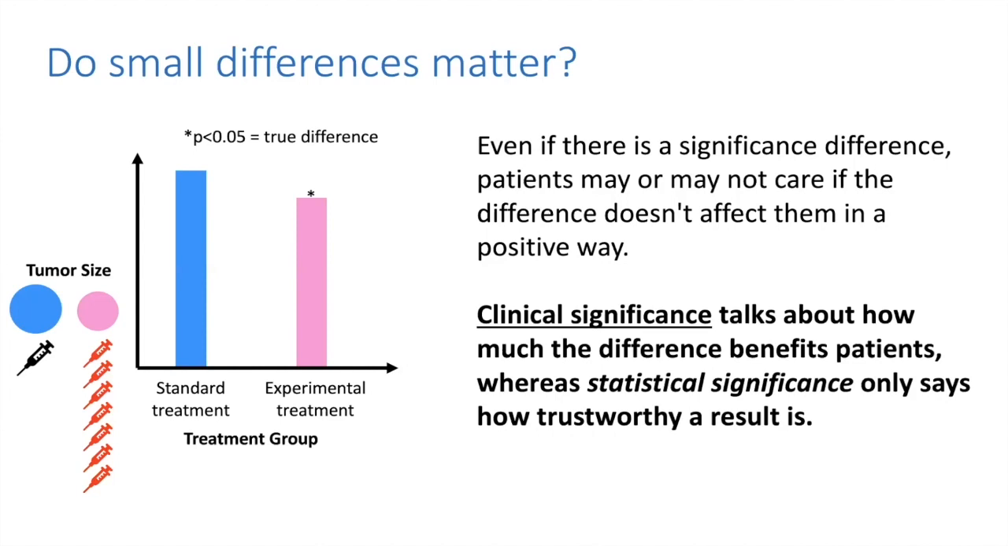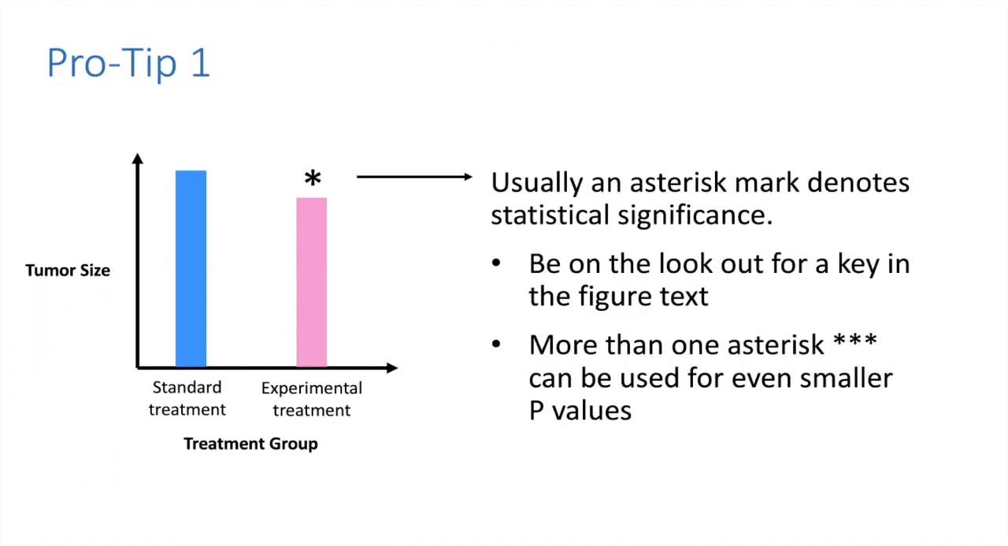Even if there is a significant difference, patients may or may not care if the difference doesn't affect them in a positive way. In this example, the tumor size in the experimental treatment group is different than the tumor size of the standard treatment group. However, there may be some deterrence from using the experimental treatment, like an abundance of injections or toxic side effects that make it not clinically significant. Clinical significance talks about how much the difference benefits patients, whereas statistical significance only says how trustworthy a result is.